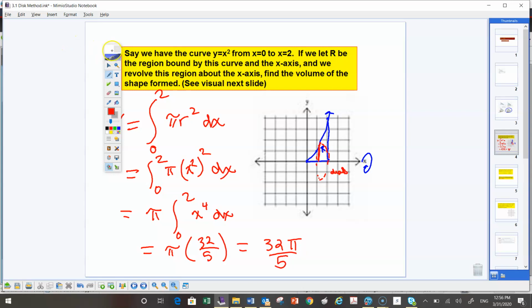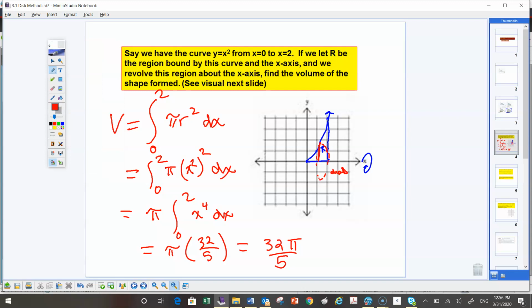So basically, what we have to consider when we're doing the disk method is ask yourself, does my slice in my region touch the axis of rotation? And if it does, when I rotate it around the x-axis, it's going to form a disk, and the area of a disk, which is a circle, is pi r squared. And I determine the radius from my function, and then I work it out.